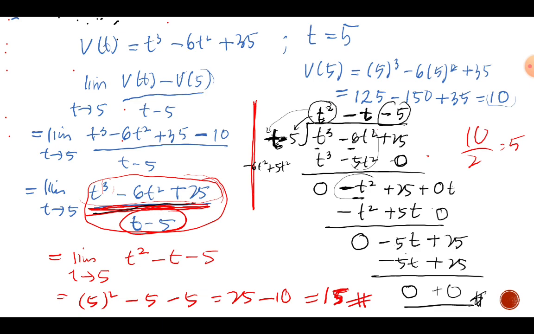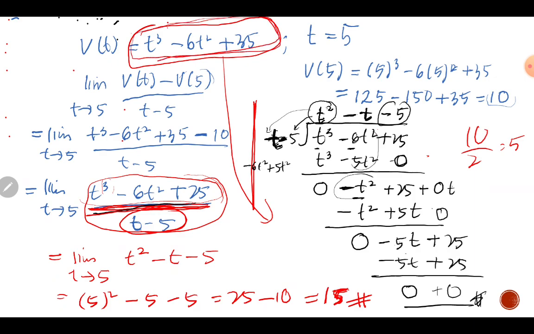Later on, for those who have learned differentiation, you can actually get this answer without all the hassle here. How can we do that? You just need to differentiate. For those who already know how to differentiate, go ahead and try it. Find v prime of t and replace t with 5. You should also get 15. So what we have done here is the fundamental of the derivative.